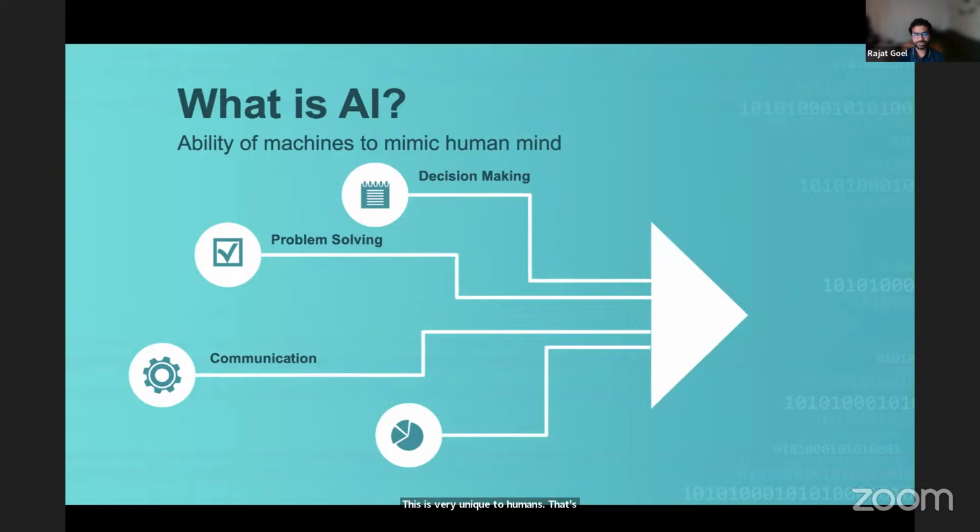That's why we refer to AI as a machine's ability to mimic the human mind. If we are developing an intelligent system, communication would be another trait that we should be looking for.